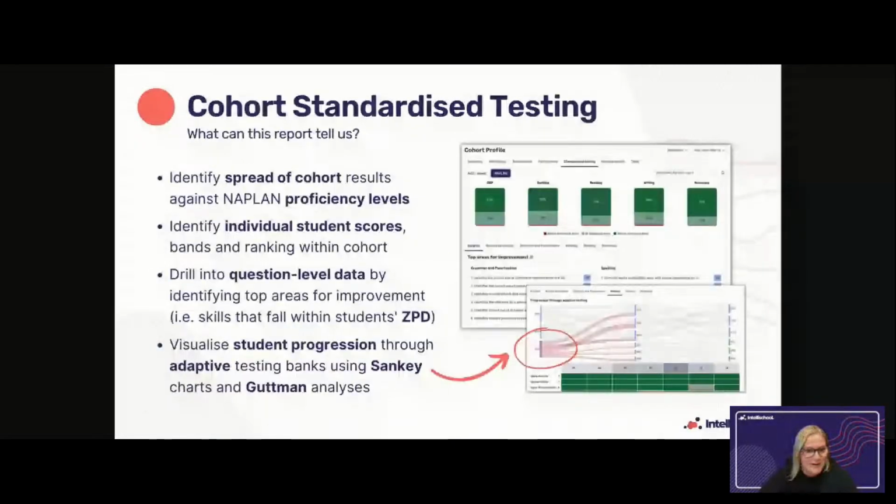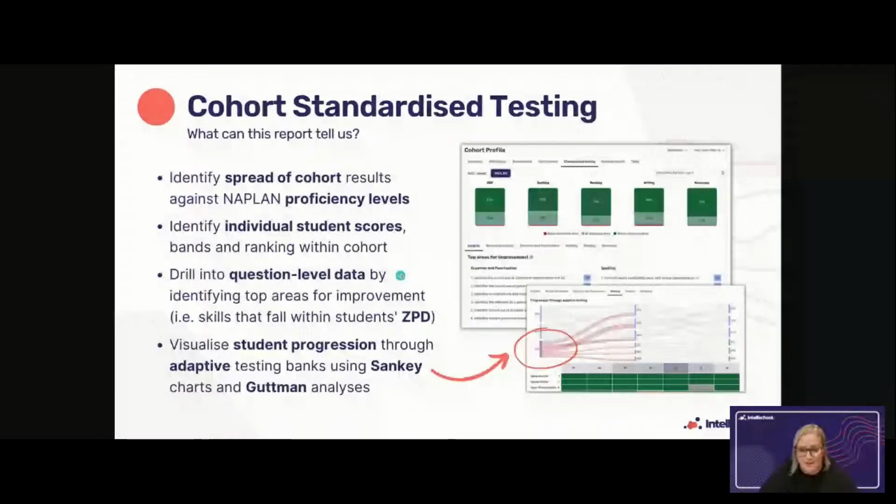Okay, let's get into the good stuff. So cohort standardized testing. Firstly, I want to give you the high-level overview of what this report can tell us. Then I'm going to jump straight into a demo environment so you can see it in the flesh. Number one, what we can do with this report is we can identify a spread of cohort results across those different NAPLAN proficiency levels. So again, you'll get to see these stacked bar charts in action in a moment. We can also identify individual student scores for previous results bands and also ranking within the cohort. We've got some separate tabs here that do that.